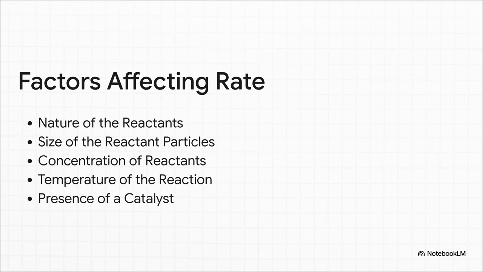Turns out there are quite a few dials we can turn to control how fast a reaction goes. By changing things like the temperature, or how concentrated the ingredients are, or even the size of the particles, we can get really precise control over how quickly new stuff gets made.